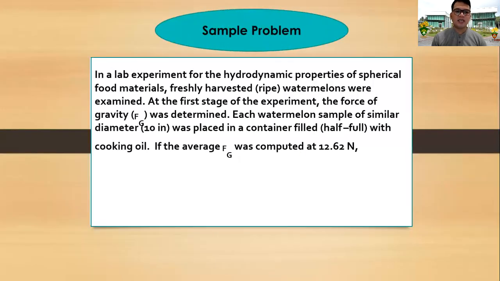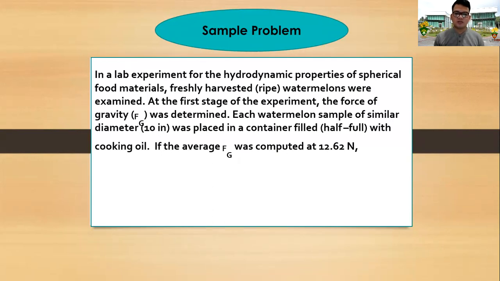Okay, for example, in a lab experiment for the hydrodynamic properties of spherical food materials, freshly harvested or ripe watermelons were examined. At the first stage of the experiment, the force of gravity, or Fg, was determined. The force of gravity of the watermelons was computed first. Each watermelon sample has a similar diameter of 10 inches.